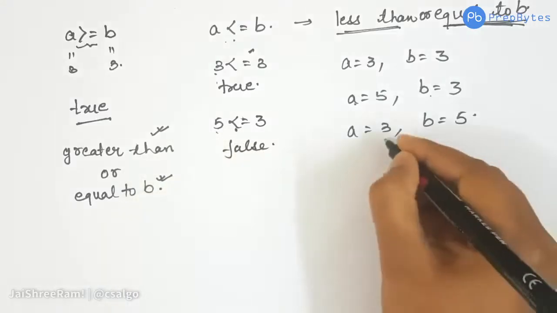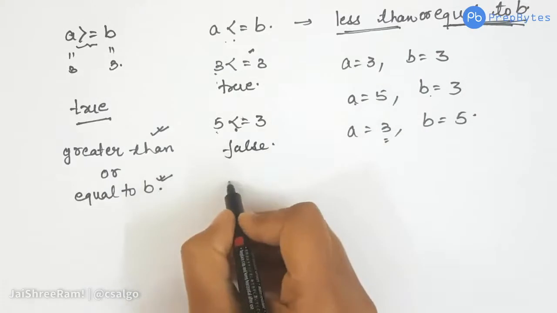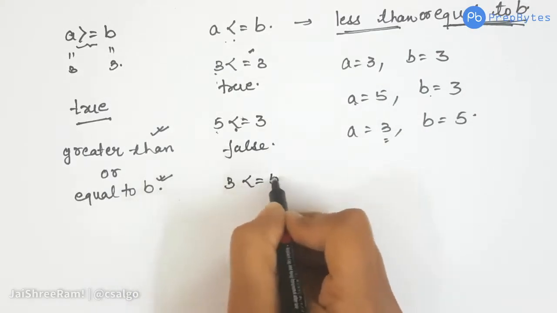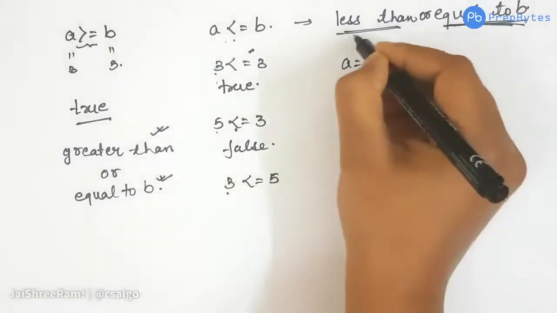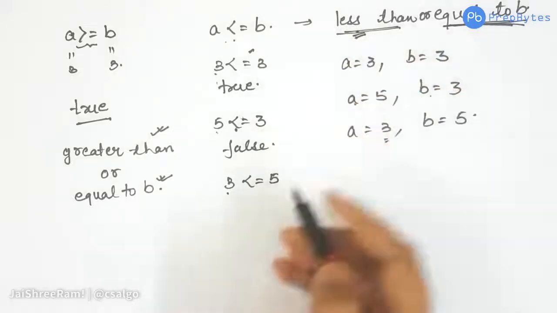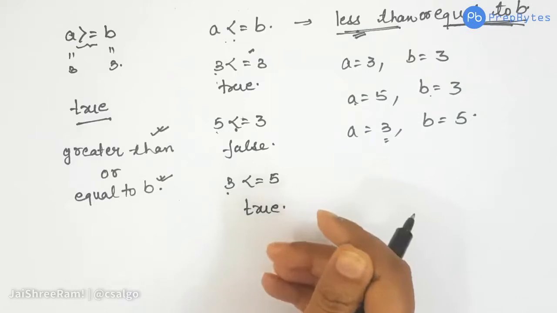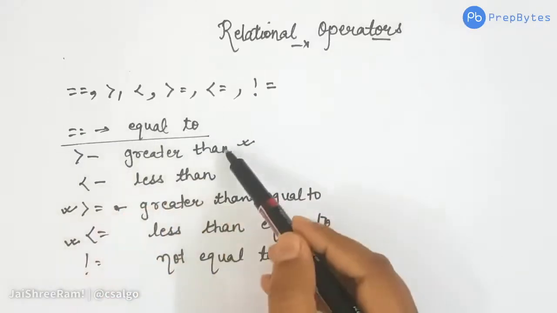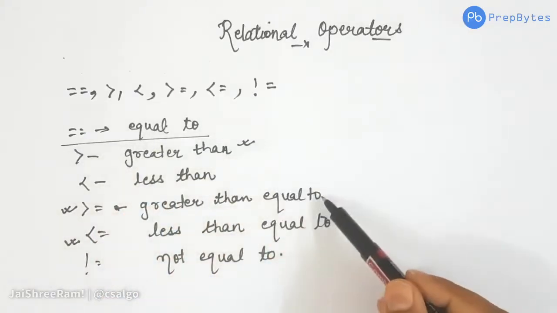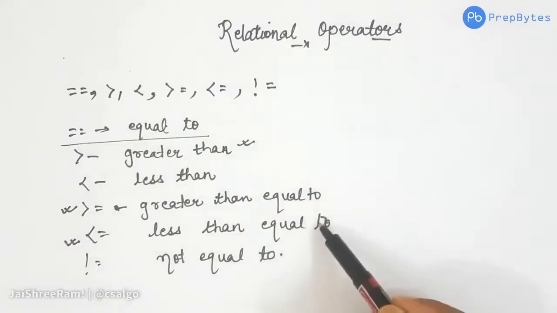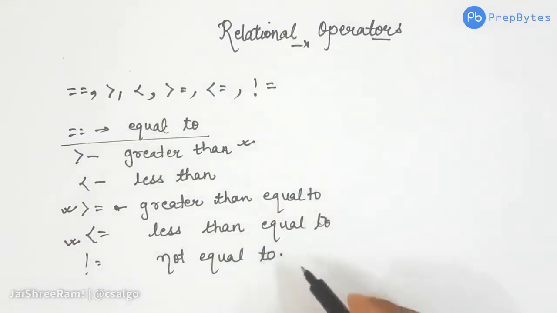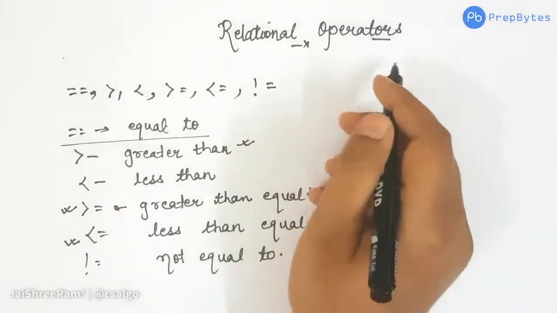Here I am checking A equal to 3, B equal to 5. Let's say I am checking 3 less than or equal to 5. So here 3 is less than 5. So this condition is true, so I get the answer as true. So that was all about equal to, greater than, less than, greater than or equal to, less than or equal to, and not equal to. These were the relational operators.